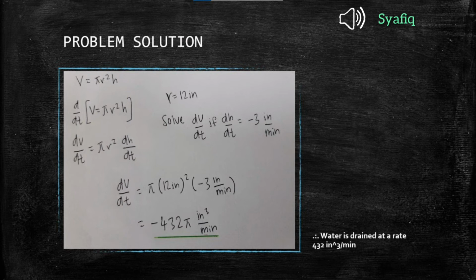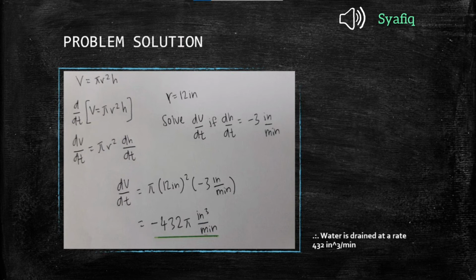From the information we have obtained, it has been stated that the height is declining at 3 inches per minute and the radius equals 12 inches constantly. Before that, in the formula, we need to put -3 for dh/dt. This is because the height is declining, which means decreasing.